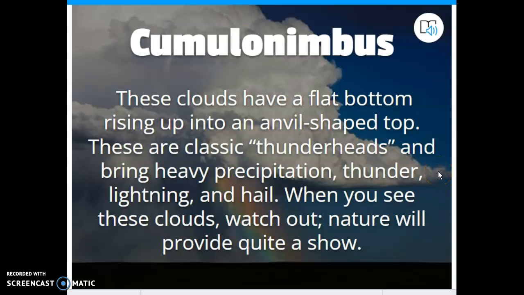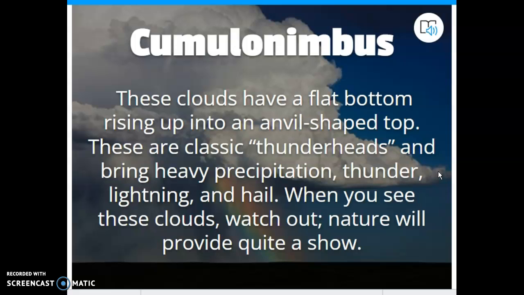So, again, they have flat bottoms and that anvil-shaped top. I don't know that that's super important, but we looked at the anvil and we all said that's the thing the Roadrunner drops on the Coyote's head. But again, if you happen to see that word, I need you to understand what that means. When you see these thunder clouds, these cumulonimbus clouds: heavy precipitation, possibly flooding, thunder, lightning. Very important.